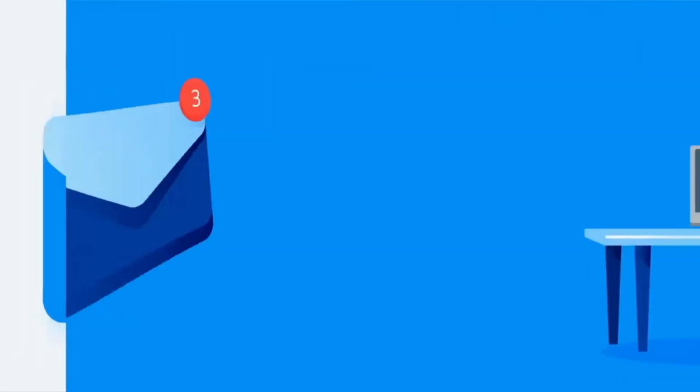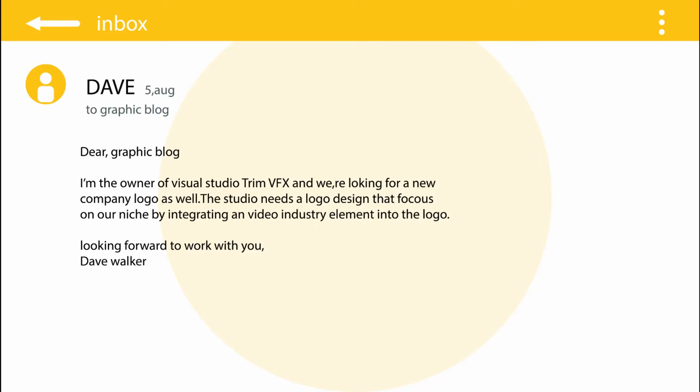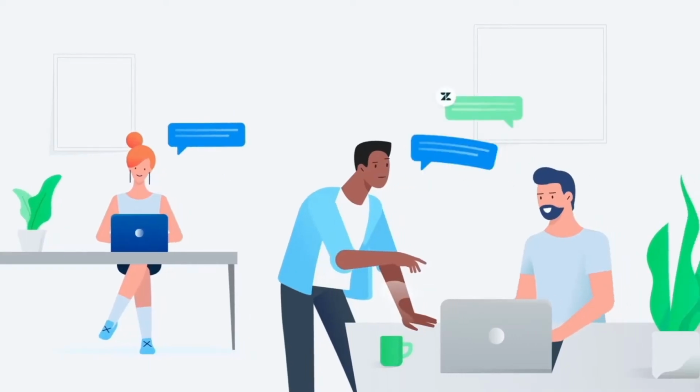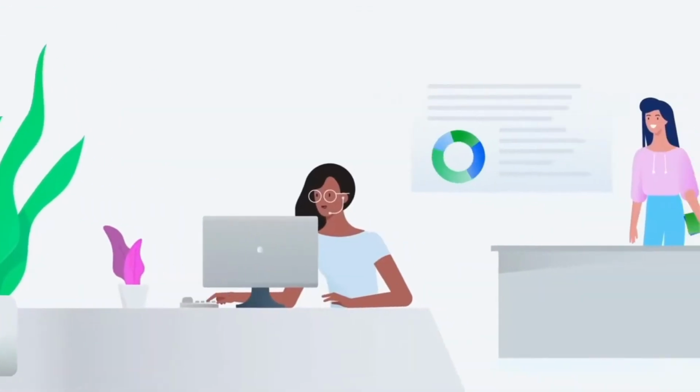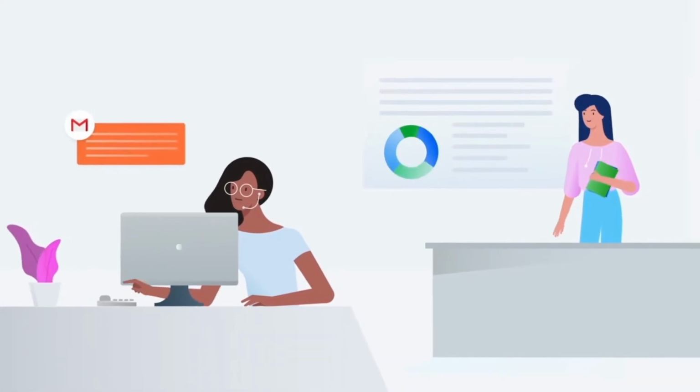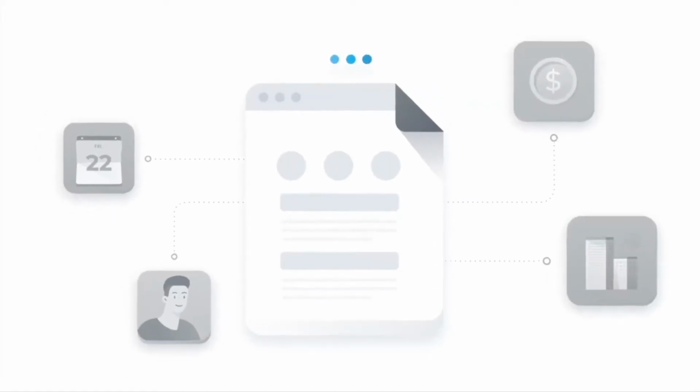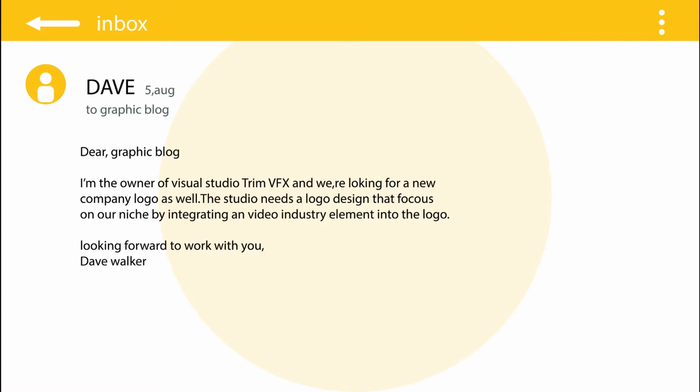Let's see the mail the client has sent us. His name is Dave. He detailed some information about his company and his requirements related to the logo. Let's not forget, maybe the client doesn't know about designing, but he knows his company better than us. Always consider client expectations and requirements. Here the company name is Trim VFX and their job is related to visual effects and fictional videos.